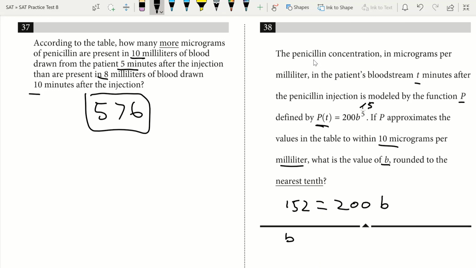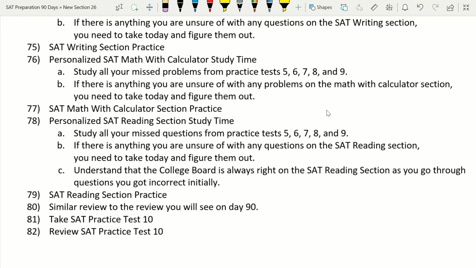So now to solve for B, because I'm asked for the value of B, I'm going to divide each side by 200. 152 over 200, plugging it in my calculator, gives me 0.76, but I don't put that in my answer because I'm told to round to the nearest tenth, right? 0.76 rounded to the nearest tenth is 0.8 because our hundredths digit is a 6, so we round up to 0.8. So hopefully that was helpful.